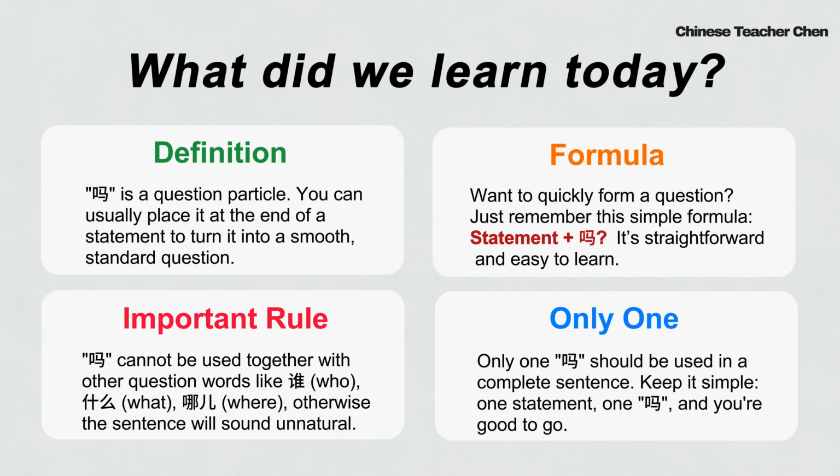Alright, let's bring it all together. To wrap up today's lesson, remember these key points. Use the formula to ask simple yes-no questions. The best part is, the word order never changes. You can use 吗 with all kinds of sentences. The golden rule: never use 吗 together with other question words in the same sentence. And finally, one 吗 is always enough. And don't forget the difference. 你好 is hello, and 你好吗 is how are you.